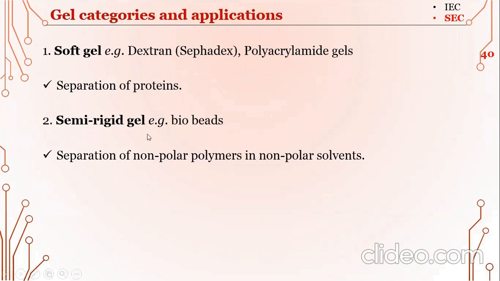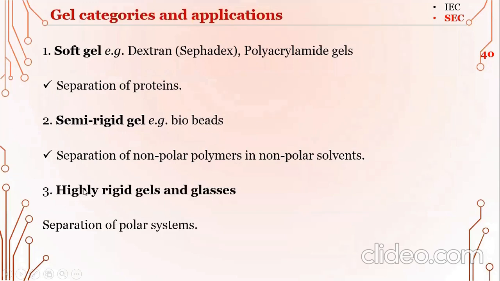And semi-rigid gels are also used, for example, biobeads. And these biobeads are for separation of non-polar polymers in non-polar solvents. So for polymers that are non-polar, we will use non-polar solvents, the organic solvents in that case, and we can separate out these non-polar polymers with these semi-rigid gels, and the example is bio beads.